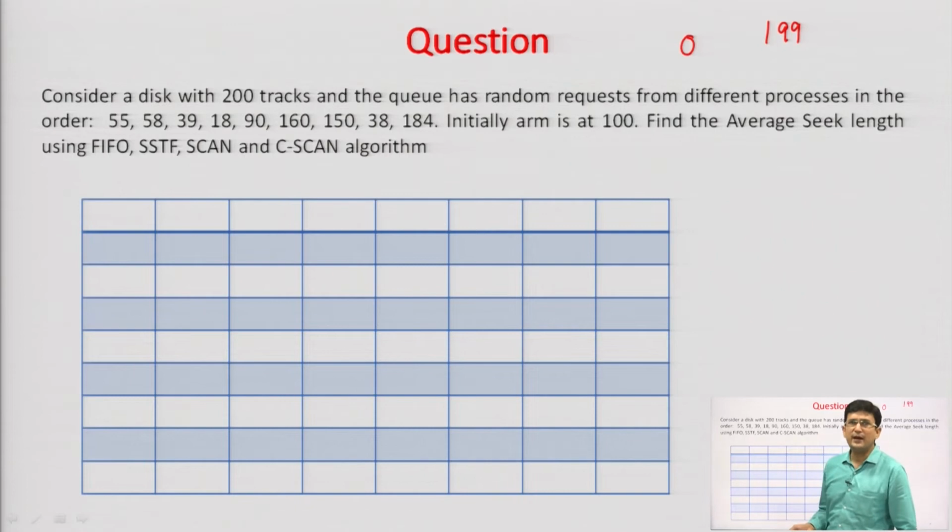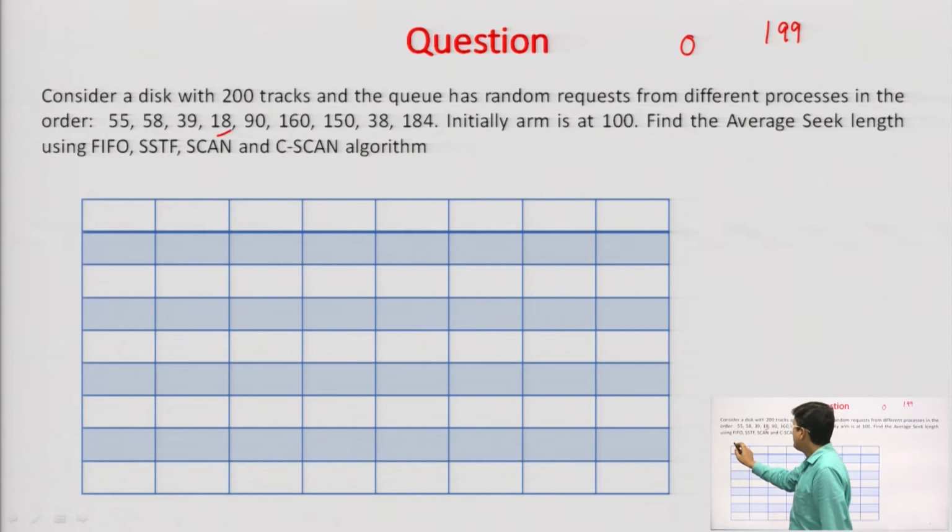So, it is very simple to find out. We have already discussed this: you just have to arrange these requests on the timing diagram or the Gantt chart. So, the minimum request is 18, so it will come here.